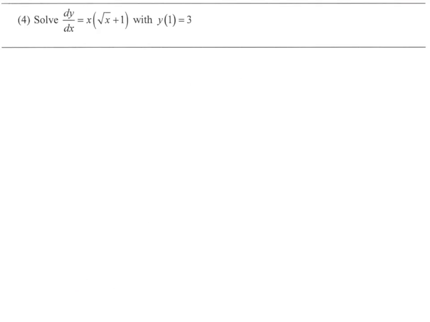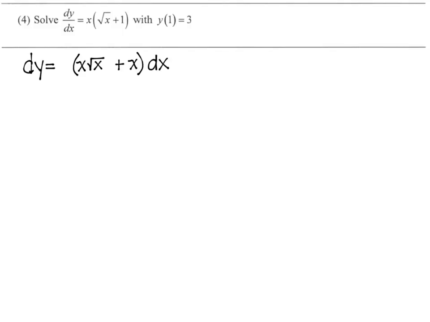Next problem, it says to solve dy/dx for this. Well, what does that mean? It means to solve for y. We want to have an equation that says y equals. And then they gave us this initial condition. So, first of all, we have to get this in the proper way to solve for y.